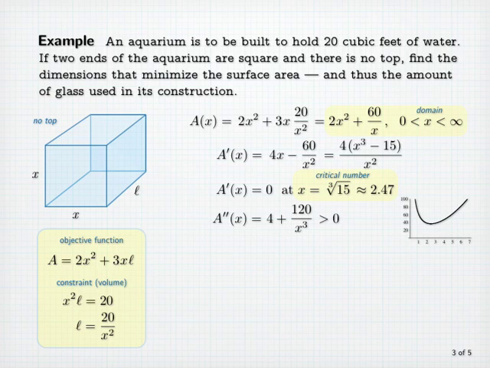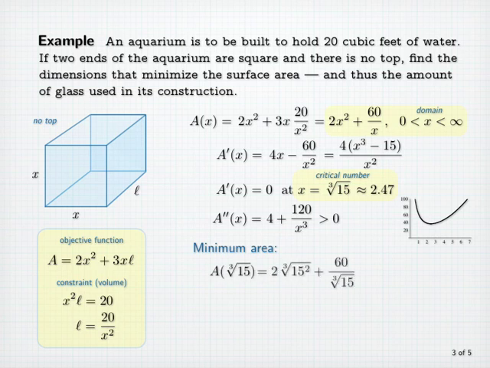And so A attains a minimum value at the critical number, cube root of 15, and that value is 2 times the cube root of 15 squared plus 60 over the cube root of 15, noting that the second term here is the same as 4 times the cube root of 15 squared. We can simplify this to obtain 6 times the cube root of 15 squared, which is approximately 36.49 square feet.